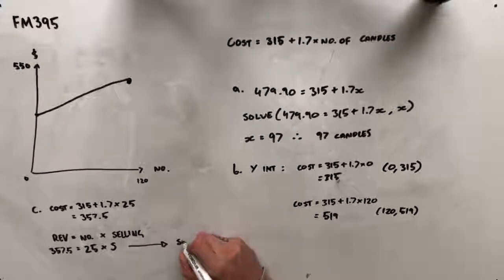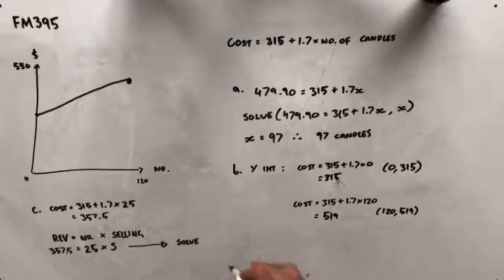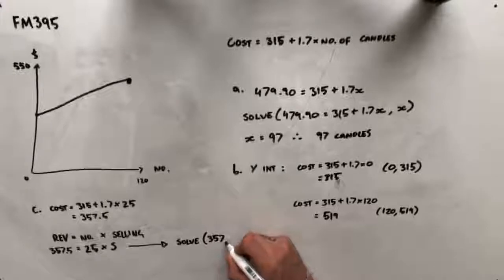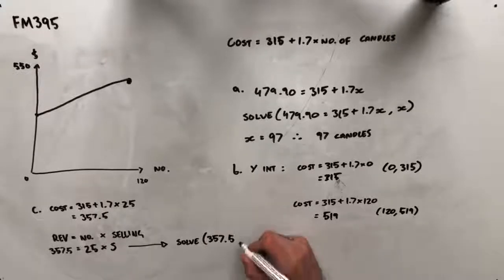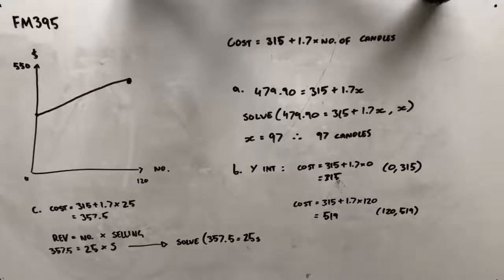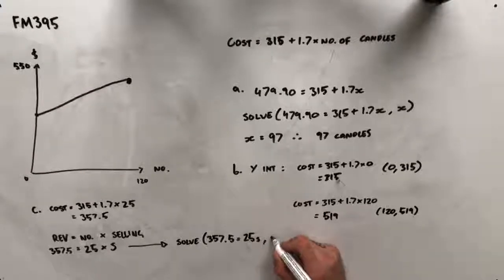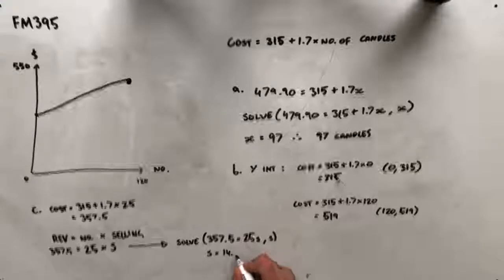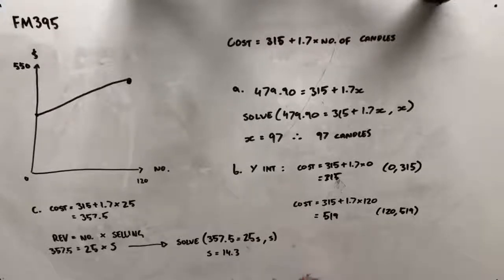So if we solve 357.5 when it's equal to 25S, or 25 times the selling price, we tell it to solve for S, we should get a value for S of 14.3, meaning that our selling price is $14.30.